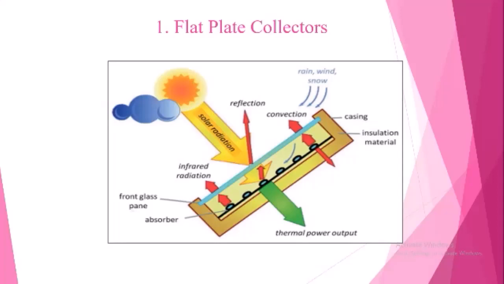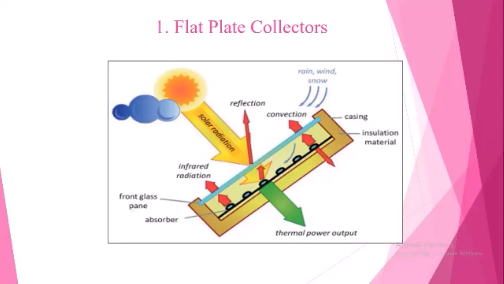Okay, we can see some advantages of flat plate collectors. The first one is that it absorbs direct, diffuse, and reflected components of solar radiation. The second one is that it is fixed in orientation, thus there is no need for tracking. It has low cost and it is almost maintenance free.